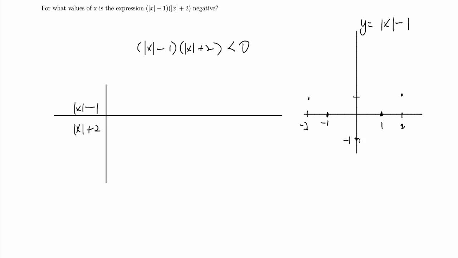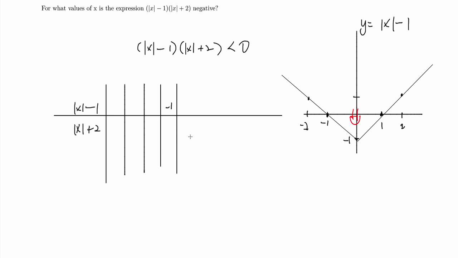So it looks like a V. We actually saw that all the absolute values look like a V, but it looks like this, that's been shifted downwards. But you can see that the roots are at -1 and 1. So I'm going to put -1, 1.